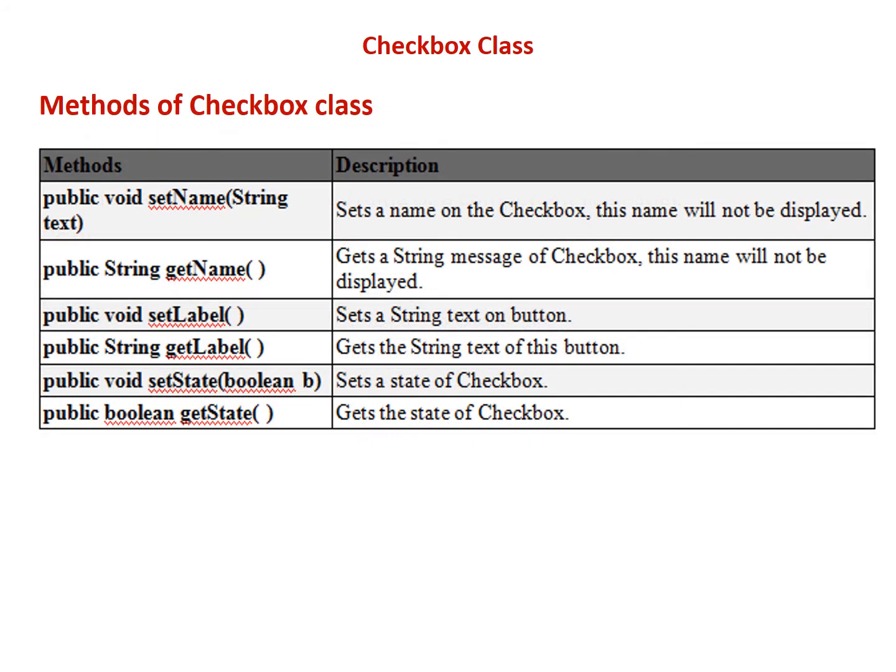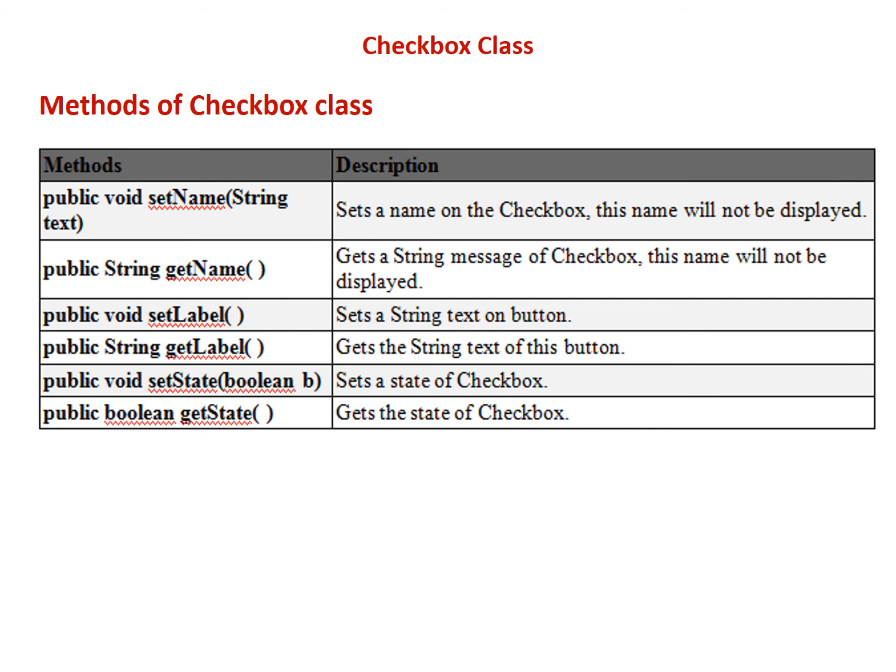Here are some methods of the Checkbox class. The first method is public void setName(String text). This method sets a name on the checkbox. This name will not be displayed. The next is public String getName. This gets the string name of the checkbox. After this, public void setLabel, this sets a string text on the checkbox. Then the next one is public String getLabel. This gets the string text of the checkbox.